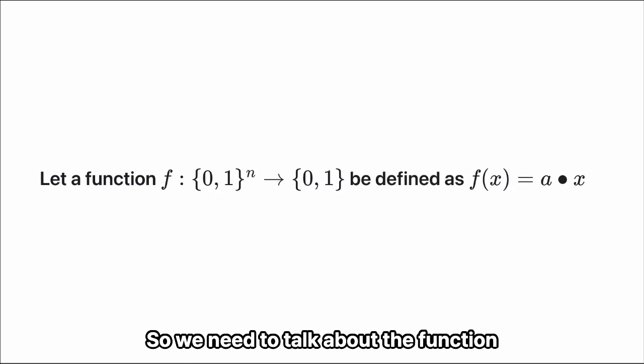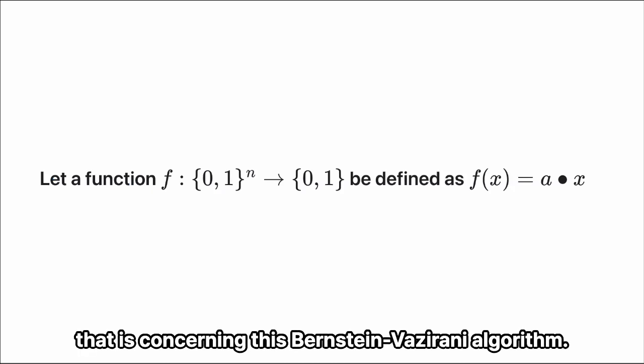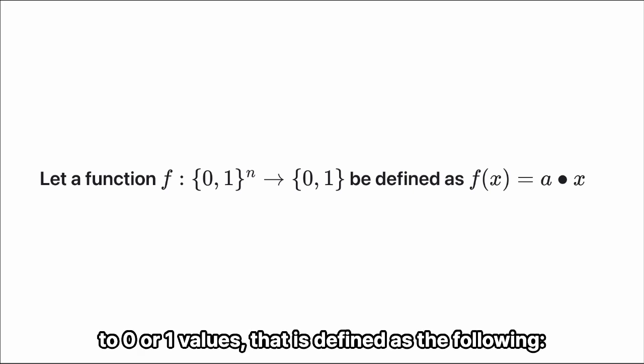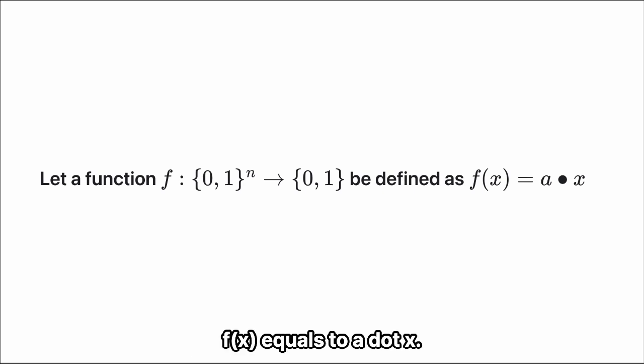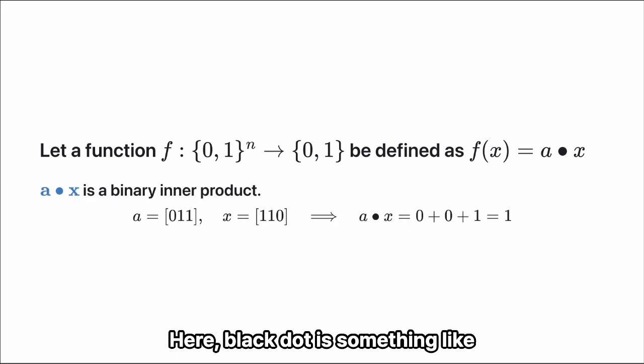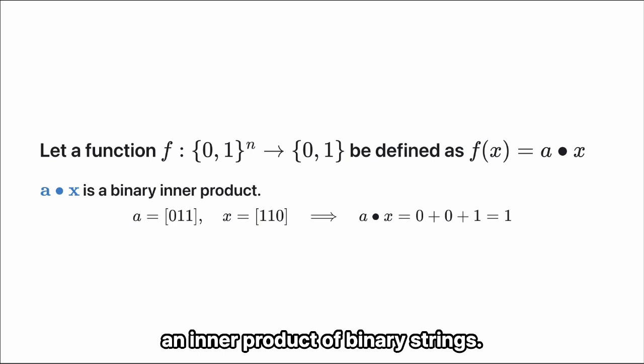We need to talk about the function that is concerning this Bernstein-Vazirani algorithm. Let's say we have a function f from n-bit strings to 0 or 1 values that is defined as follows: f of x equals a dot x. Here, the dot is something like an inner product of binary strings.